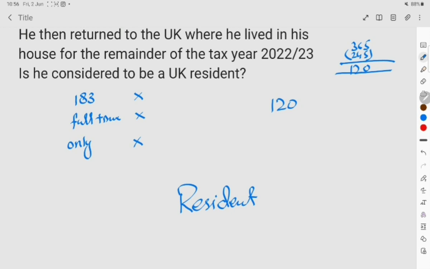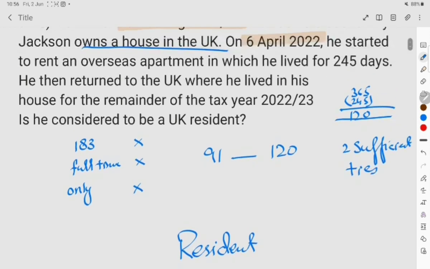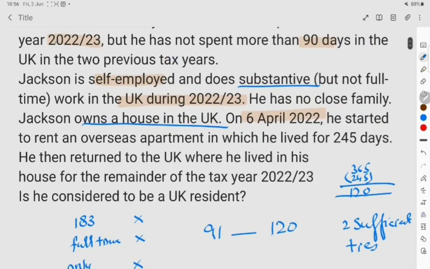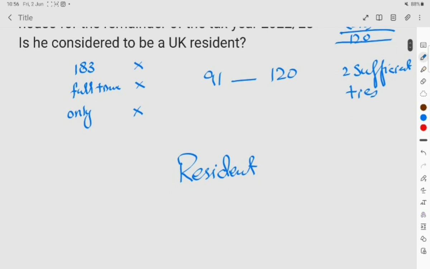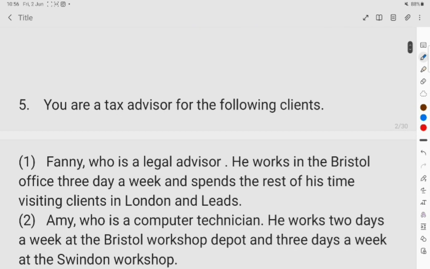Remember, if a person stays between 91 to 120 days, he needs two sufficient ties in order to be considered as a resident person. As this person is doing substantive work in UK and also he has a home in UK, that is where two sufficient ties are completed. So this person is said to be resident.